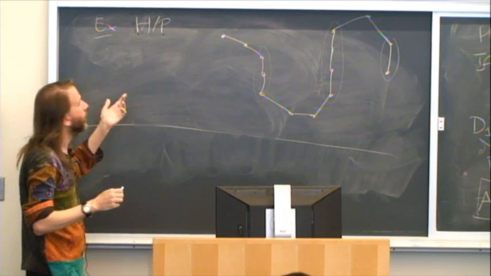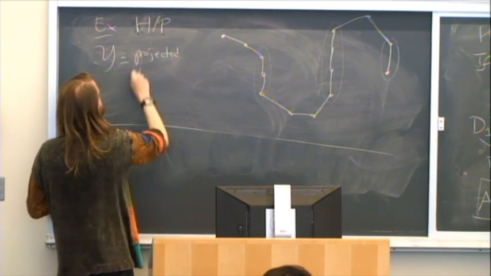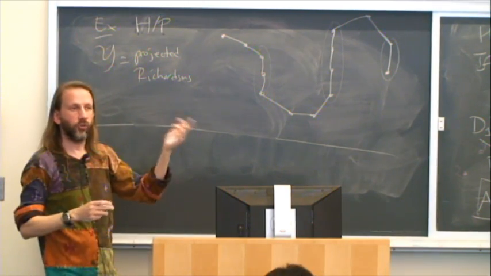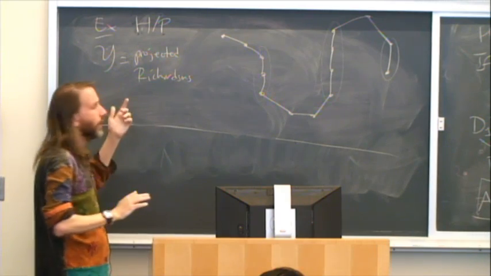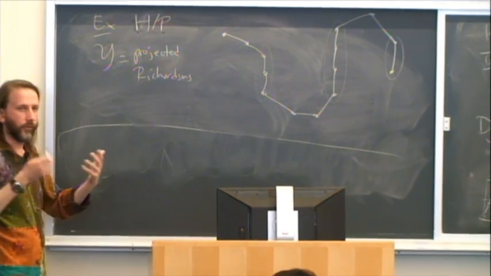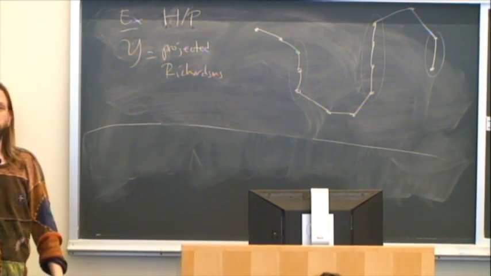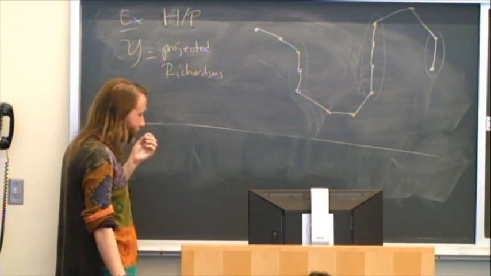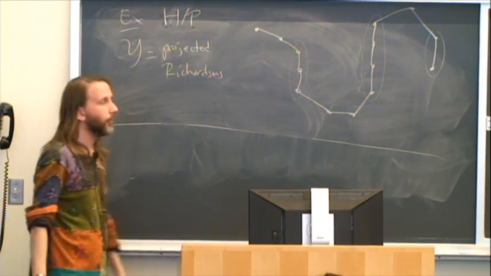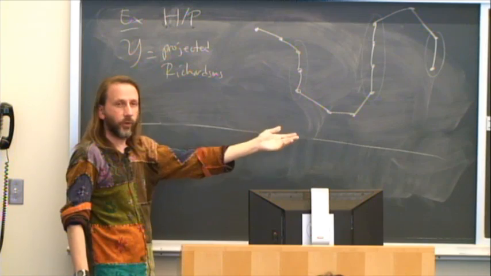Well, I didn't tell you the stratification. The stratification is going to be the projected Richardsons. So I take the Richardson varieties up in H mod B, and I look at their image in H mod P. And I get a bunch of subvarieties there, and this is an excellent stratification, and many things were proven about it before the statement I want to make now. So I've got the stratification, and I can apply this recipe to it, and it works.